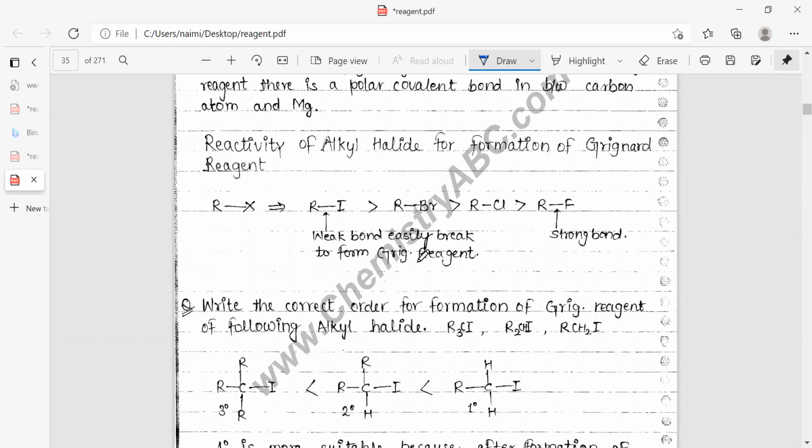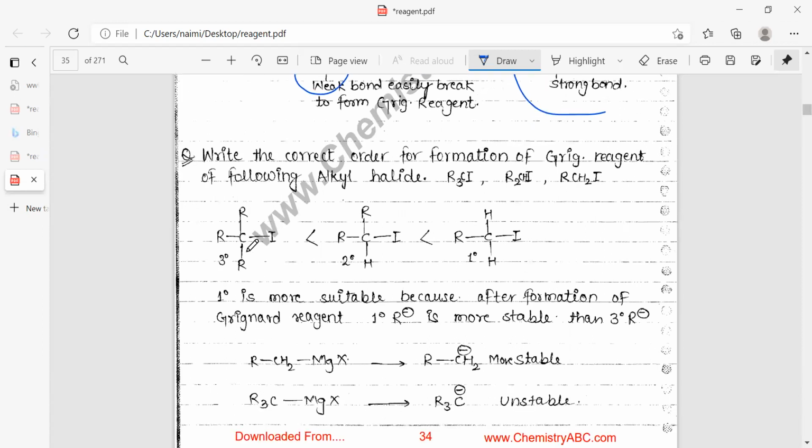Okay, and if you move from iodine to fluorine, the strongest bond will be formed by fluorine, and the weakest bond formed by R, meaning iodine will be released very easily. Okay, so write the correct order of formation of Grignard reagent of the following alkyl halides. So tertiary, then secondary, then primary.